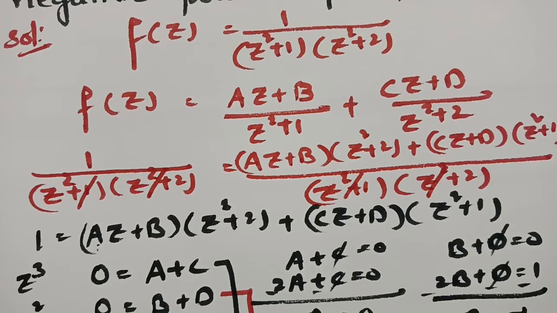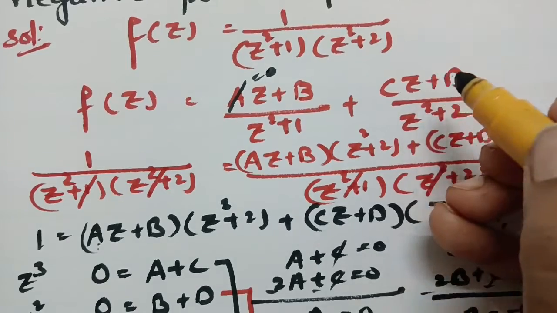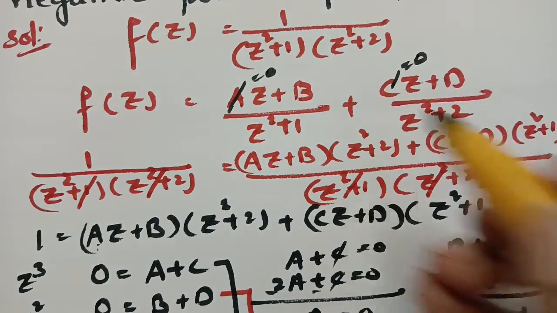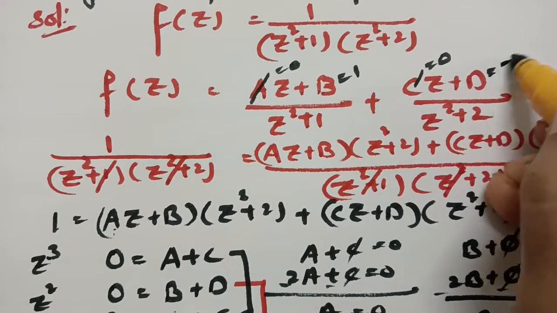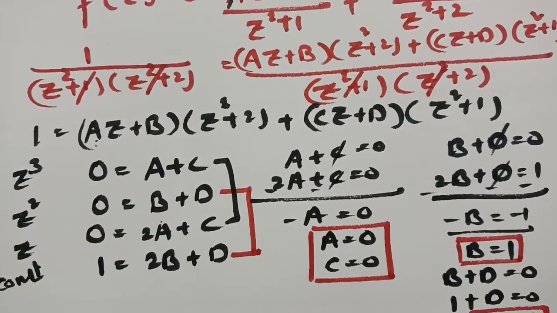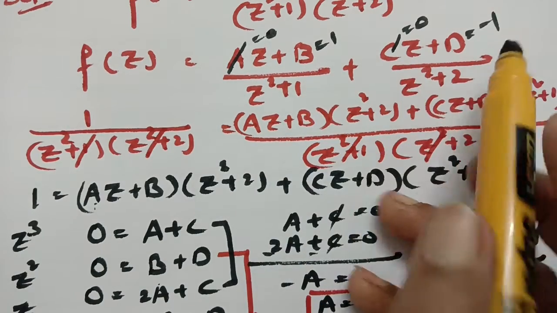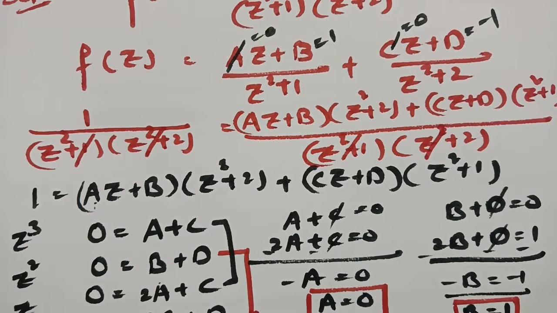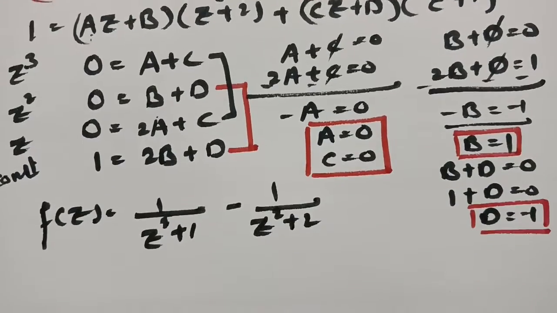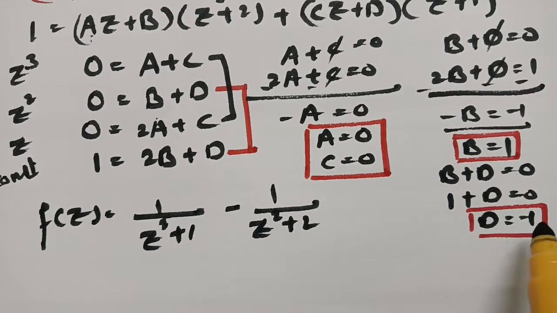So we got a value as 0, c value as 0, b is equal to 1, and d is equal to minus 1. Therefore, our f of z value becomes, if I substitute a as 0, b as 1, c as 0, d as minus 1, 1 by (z square plus 1) minus 1 by (z square plus 2). Clear? Now our f of z value turned like this after substituting a 0, c 0, b 1, d minus 1.